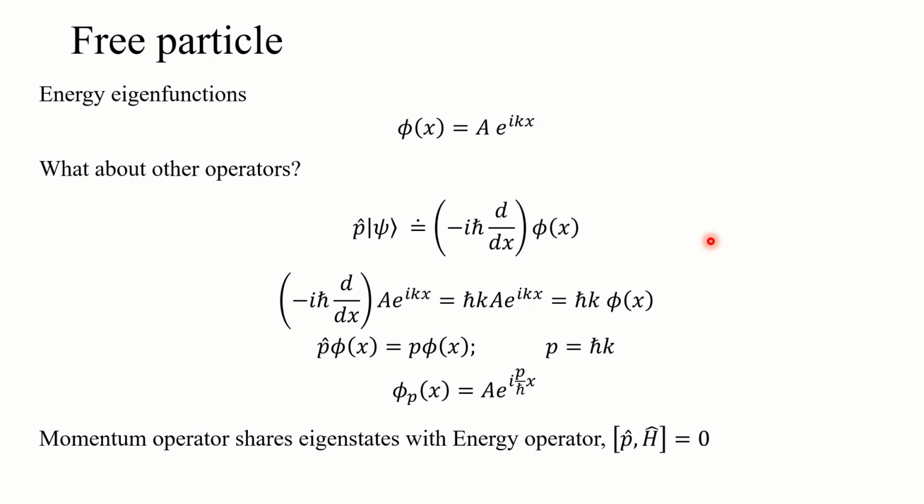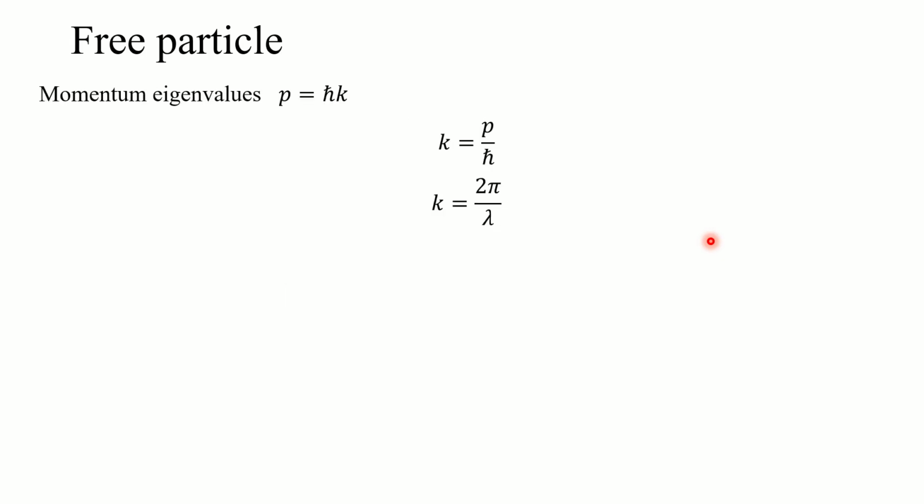They are compatible observables in this case. Another thing about that momentum eigenvalue, right? We have this momentum is equal to h bar k, or rewritten, k is equal to that momentum eigenvalue divided by h bar. k is also a wave vector. So we know that that relates to a wavelength as 2 pi over lambda.